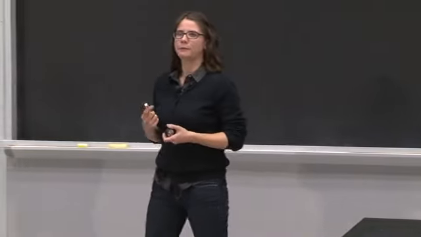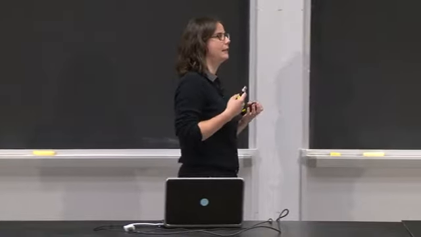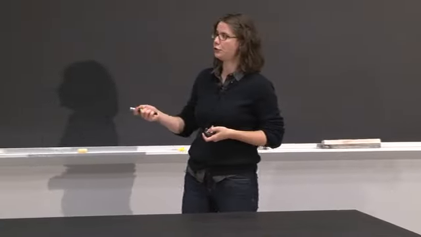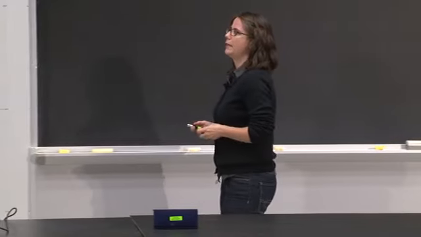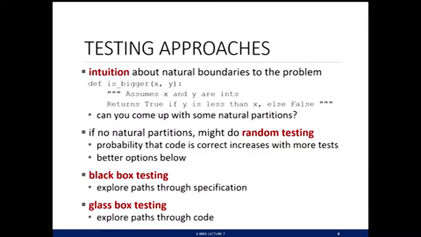It's possible you have some problems for which there are no natural partitions, in which case you might do some random testing, and then the more random testing you do, the greater the likelihood that your program is correct. But there's actually 2 more rigorous ways to do testing. And one is black box testing, and the other one is glass box testing. In black box testing, you're assuming you have the specifications to a function. So that's the docstring. All you're looking at is the docstring and coming up with some test cases based on that. In glass box testing, you have the code itself, and you're trying to come up with some test cases that hit upon all of the possible paths through the code.